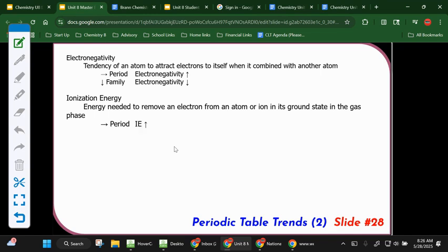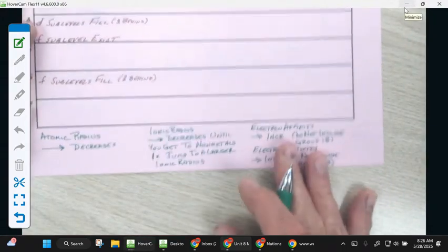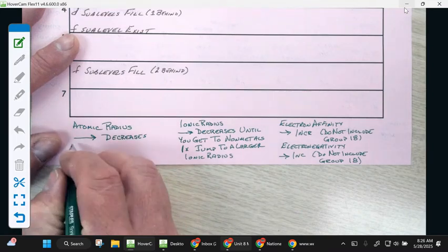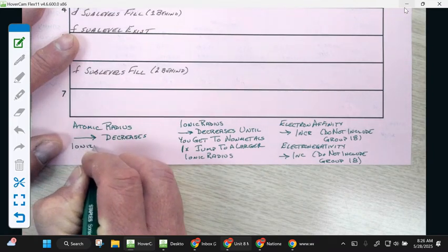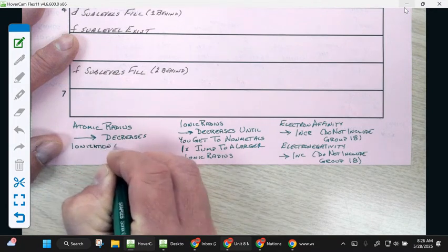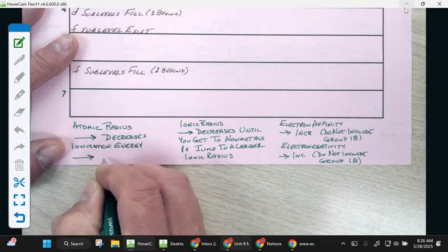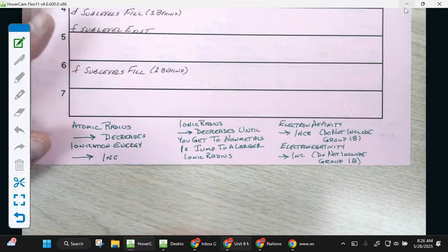So, ionization energy, as you go across a period, ionization energy goes up. It gets harder to give up an electron as you move across the periodic table. So, let's add that. I'm out of room down here on the bottom, so I'm going to put it under atomic radius. Ionization energy as we go across increases.